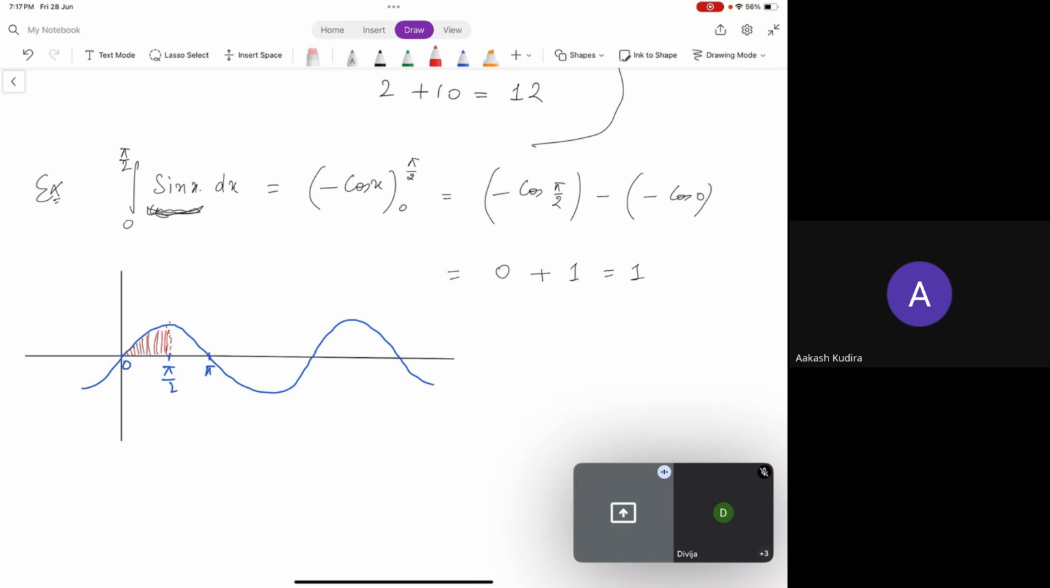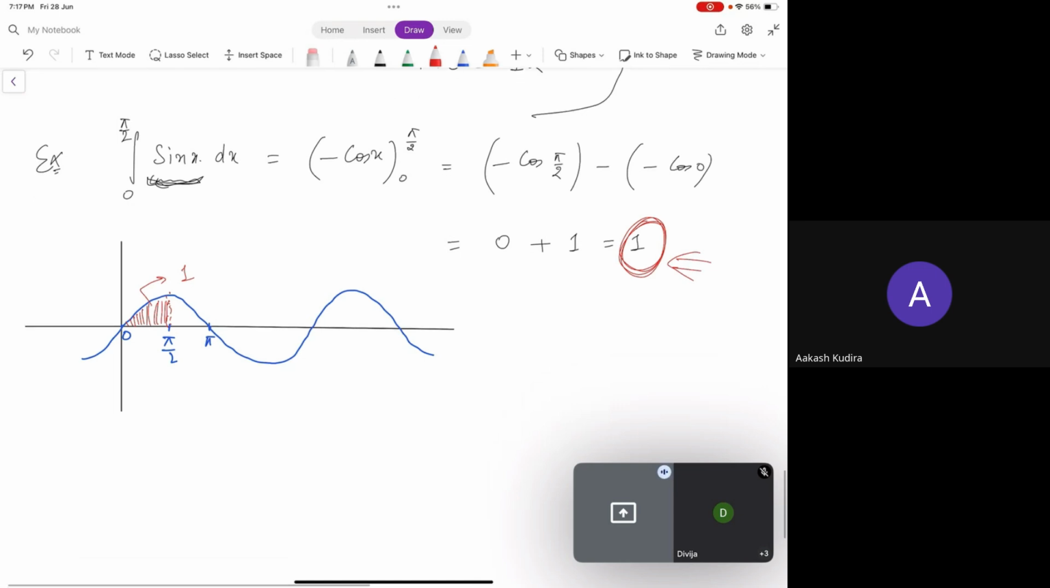Okay, now this area is actually 1. The value is 1. Now all of you should know this value. Simply you can do integration, I know you can do integration, but we will use this thing so many times. So every time don't do integration. Simply remember this value.